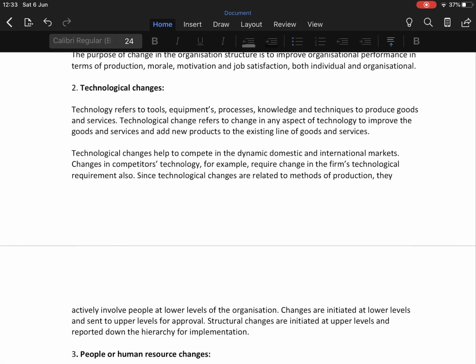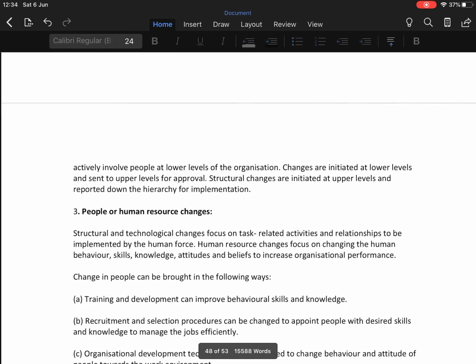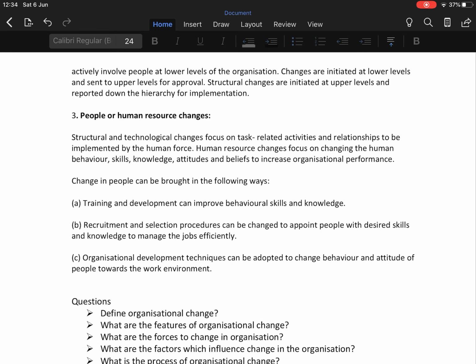Technological change will actually help to compete in the domestic as well as in the international market, and technological changes also help in competing with the competitors. Then third is people or human resource changes. Organizations can be changed by changing the people or human resources. Structural or technological changes focus on task-related activities. Human resource changes focus on changing the human behavior, skills, knowledge, attitude, belief to increase organizational performance.